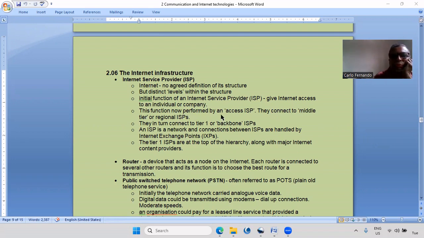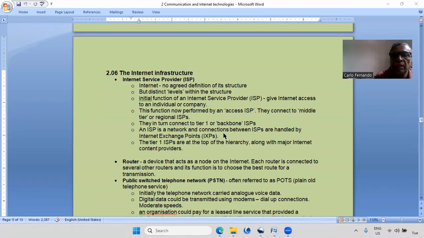This function is now performed by an access ISP. The term used is access ISP. They connect to middle tier or regional ISPs. So now we come to the different tiers or levels. Tier is level. The access ISPs are connected to the middle tier, or another term is regional ISPs. They in turn connect to tier 1, going up, or backbone ISPs. So they are called backbone ISPs.